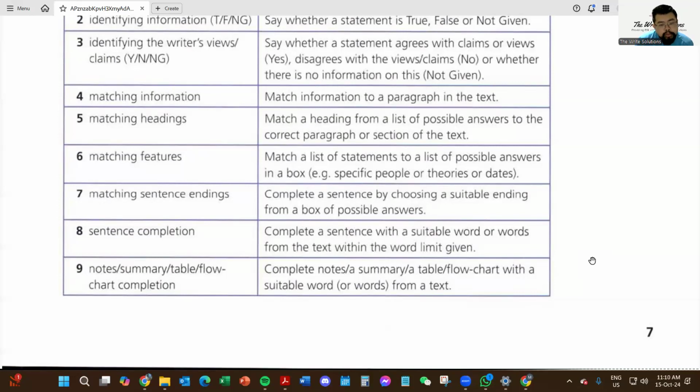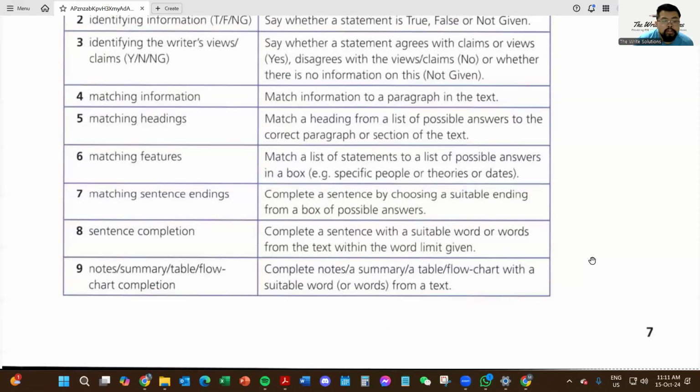Sentence completion, they're going to give you the beginning of the sentence, and you're going to complete it with the word that's given or a word limit. So for example, 1 word, 2 words, 3 words. But we're going to take a look at that later. Okay. Note, summary, table, flowchart, completion. This is where you're going to get a table or summary or flowchart, and you have to fill it out with the suitable words from the text.